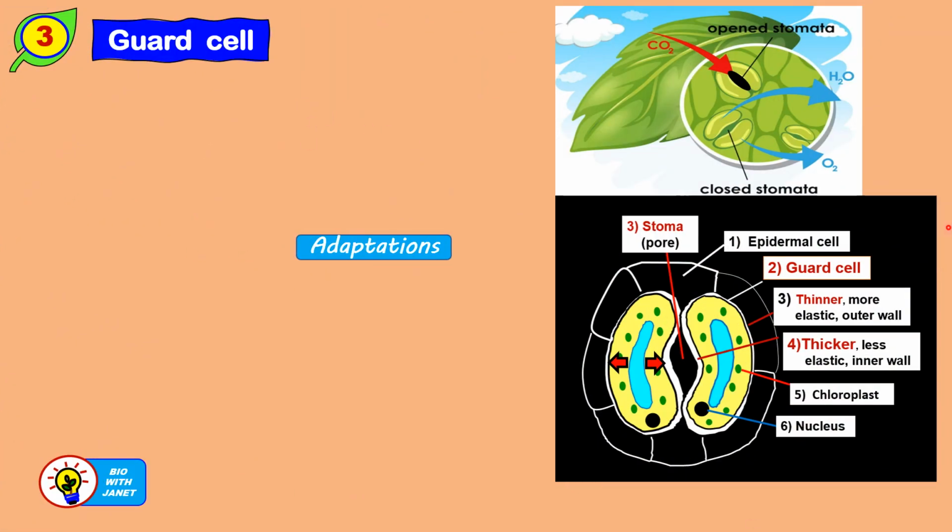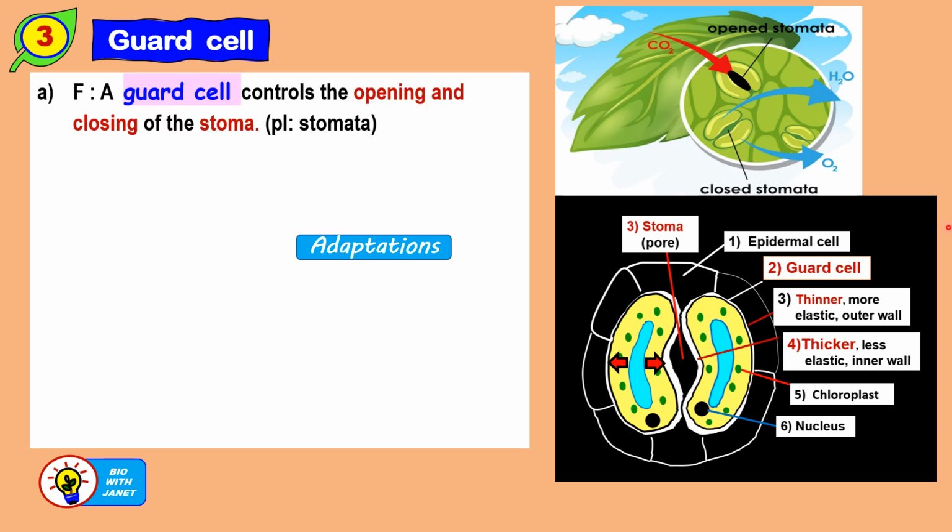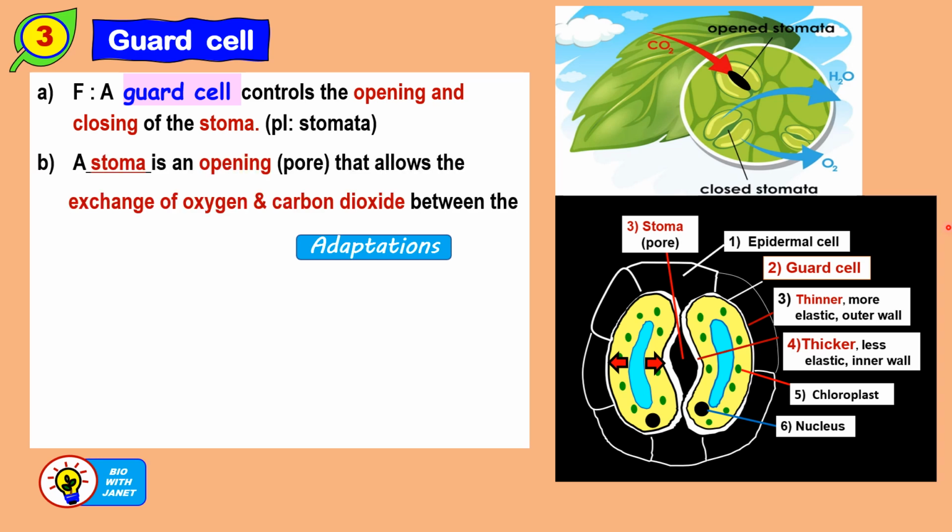The guard cell. So what is the function of a guard cell? A guard cell controls the opening and closing of a stoma. And what is a stoma? A stoma is an opening or pore that allows the exchange of oxygen and carbon dioxide between the environment and the leaf cells. The plural form of stoma is stomata.